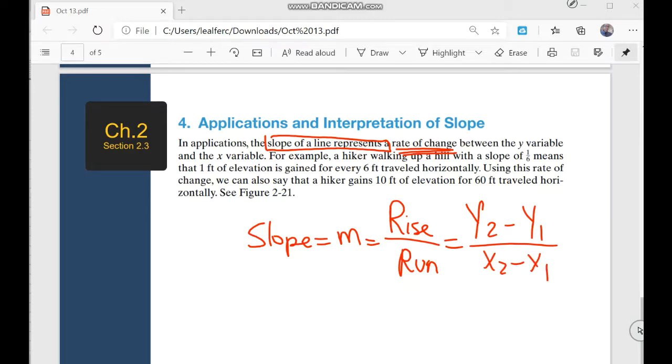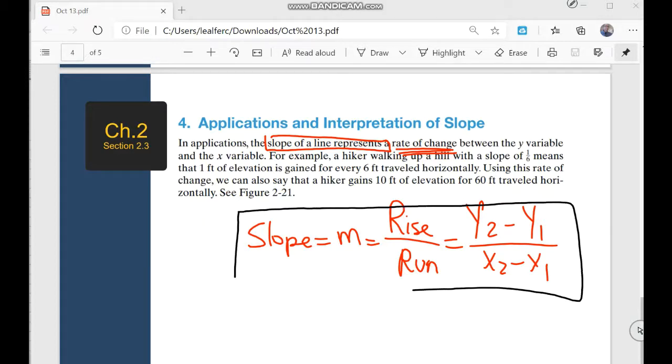So don't be scared if you find an application question with a lot of data and graphs and a lot of information. Most of the time, if there's an application of slope at the end, the only thing you need to apply is the slope formula, the rise over run concept. Okay? Let's try.